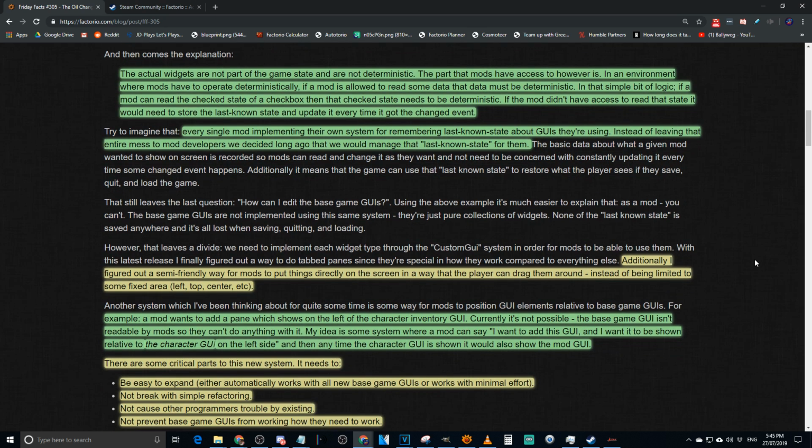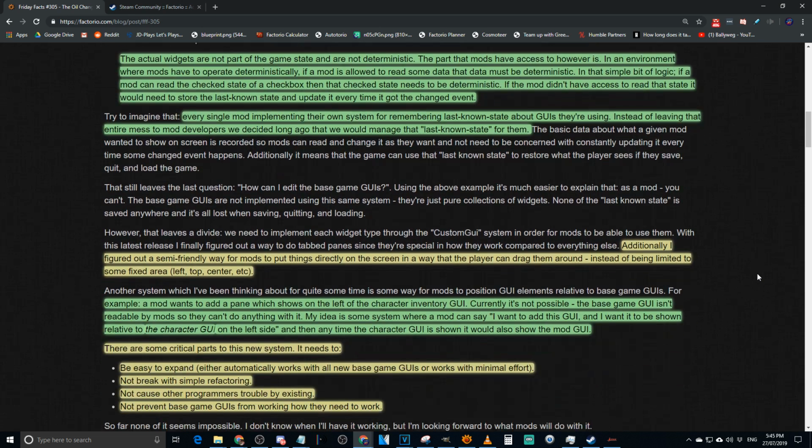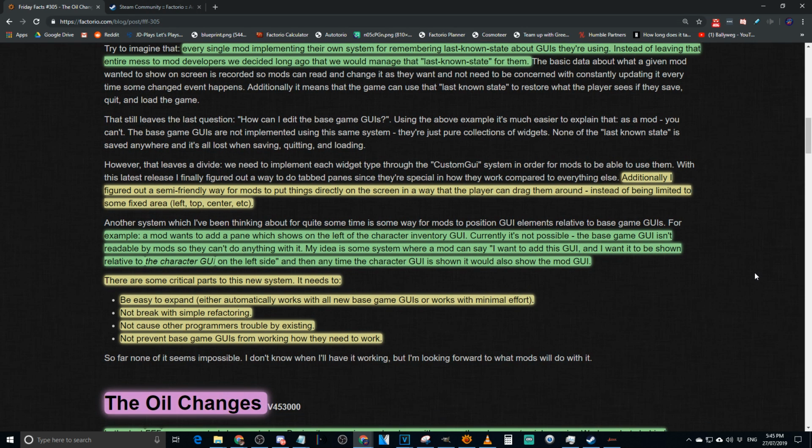So yeah, this comes to the custom GUI. At the moment, mods are very, very limited in the way they can access the GUI. They're limited to pretty much the left-hand side of the screen. They do have a couple of other options. And our setting is trying to figure out a semi-friendly way for mods to put things directly on the screen in a way the player can drag them around instead of being limited to some fixed area.